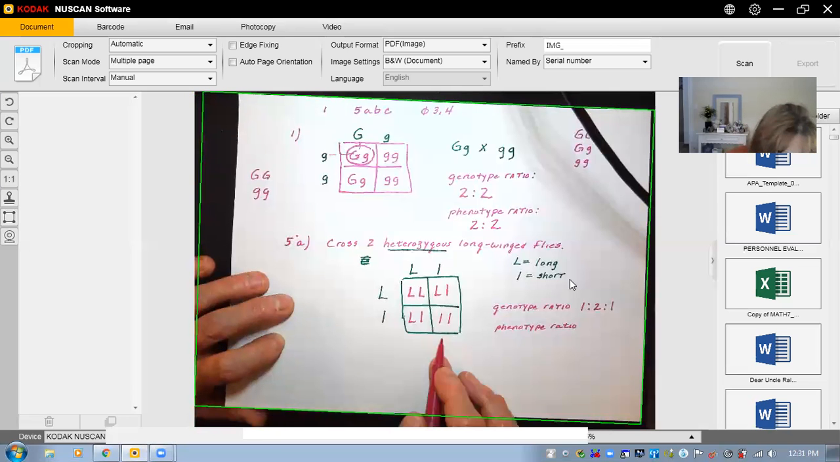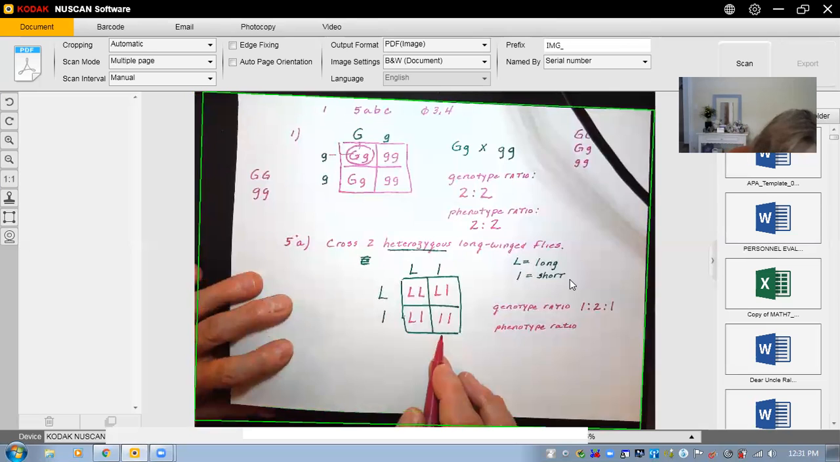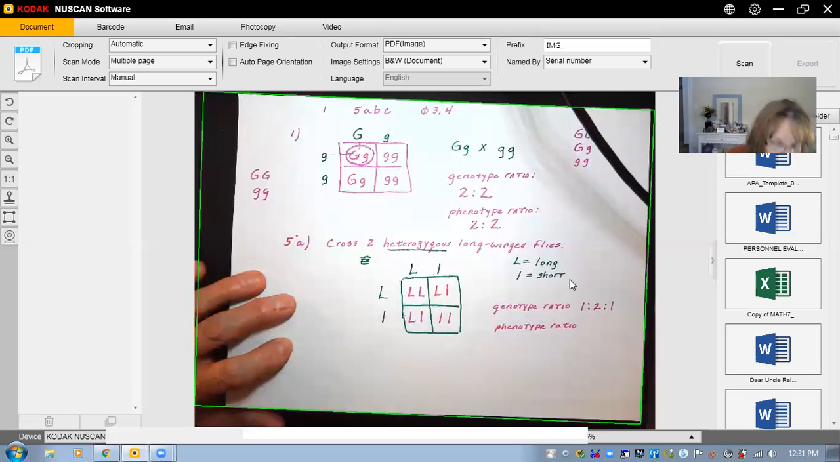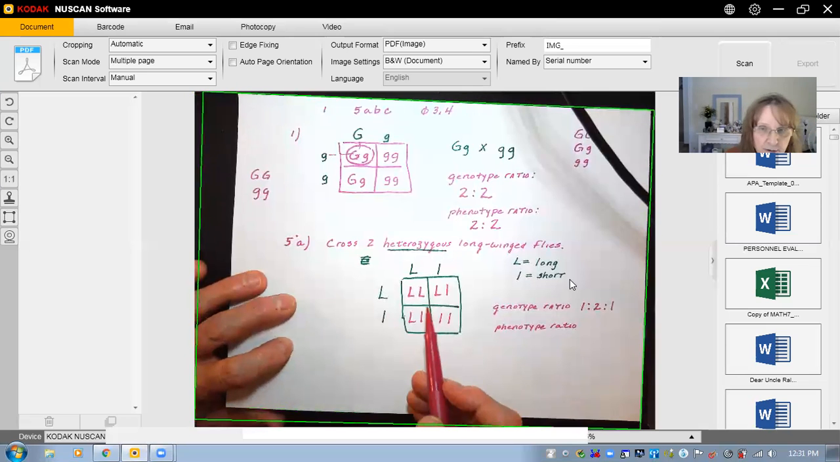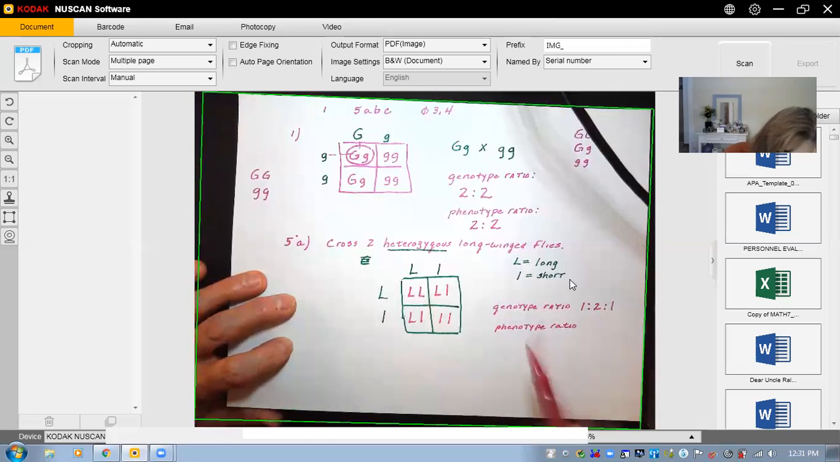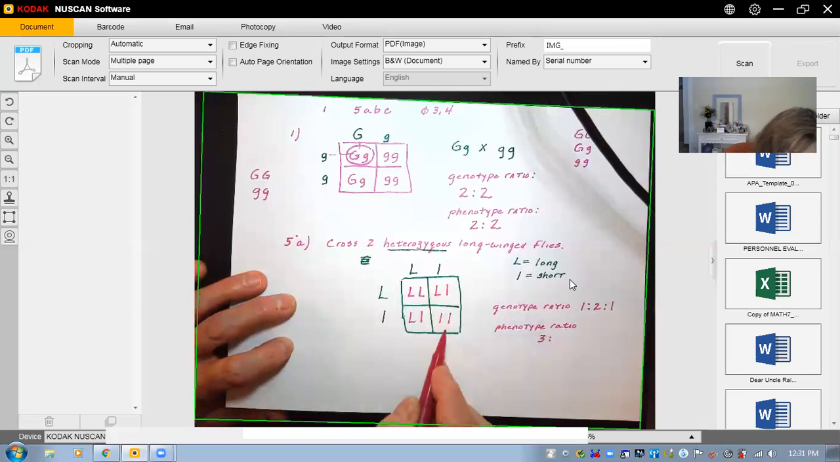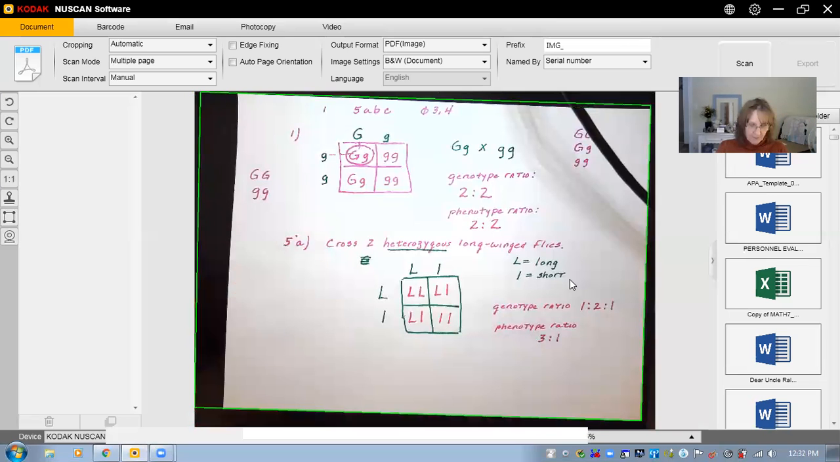The phenotype ratio is going to be a little different here. The only thing that the flies can be when I look at them, because that's what the phenotype is, what do they look like when I look at them with my eye? They have to either be long-winged or they can be short-winged. So of the four, I have one long-winged. I have another one here because it has at least one capital letter. I have another one here. So I have 3 long-winged to how many short-winged or shriveled-up-winged? Only 1. So that is the phenotype ratio.